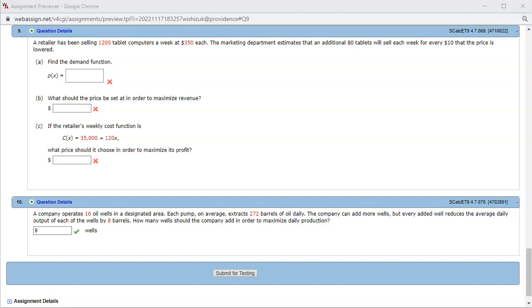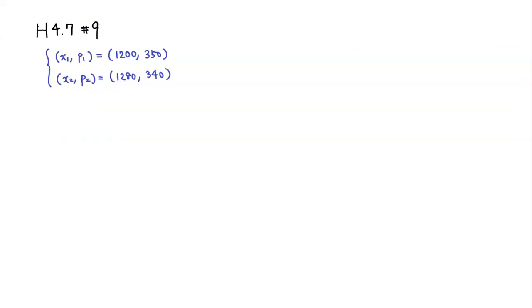All right, let's look at homework 4.7, problem number 9. It says that a retailer has been selling 1,200 tablet computers a week at the price of $350, and then a $10 reduction in price will sell an additional 80 tablets. All right, so we have this piece of information.